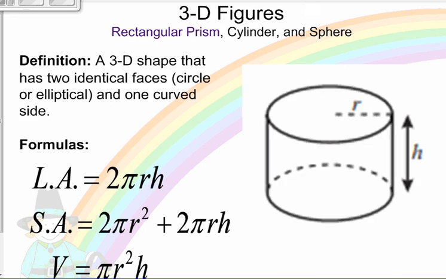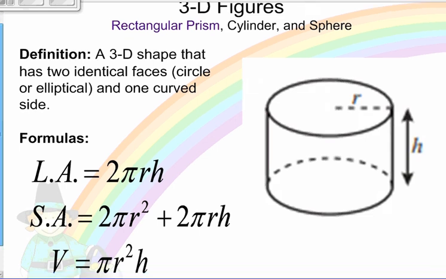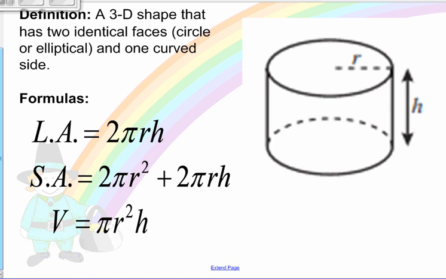The next shape we're going to talk about is the cylinder. The cylinder is going to be a 3D shape that has two identical faces, circles or ellipticals, on the top and the bottom, and one curved side. We'll really only deal with the circles in here. Lateral area for a cylinder, again, this can be found on your formula sheet, is 2 pi r h, where r is radius. And remember, sometimes we have to get the radius by doing half the diameter.